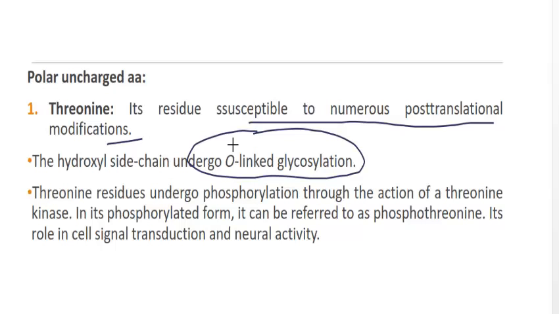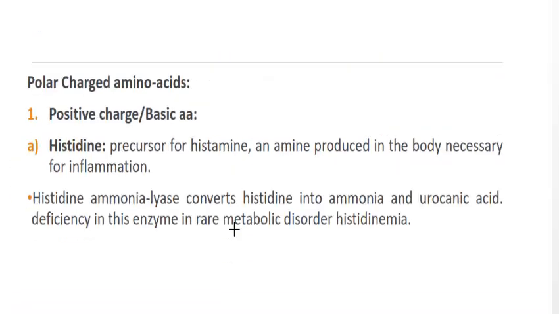What is a polar charged amino acid? Positive charged basic amino acid, histidine, is the precursor of histamine, an amine produced in the body necessary for inflammation. Histidine ammonia lyase converts histidine into ammonia and urocanic acid. A deficiency in this enzyme is a rare metabolic disorder called histidinemia.